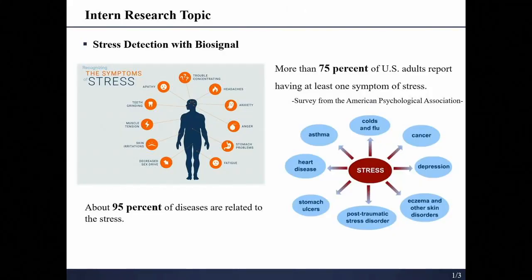Before finishing the presentation, I'm going to briefly introduce my research topic from my summer internship. I'm currently trying to fabricate a wearable stress detector with biosignals. We usually feel stressful, but we just think it's not a big deal. But chronic stress can become a serious disease.